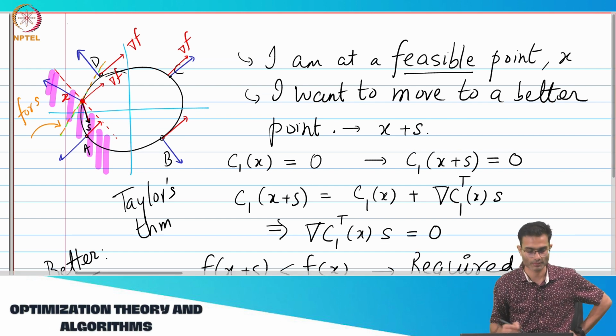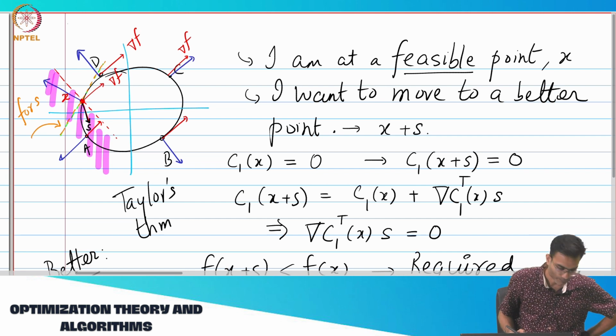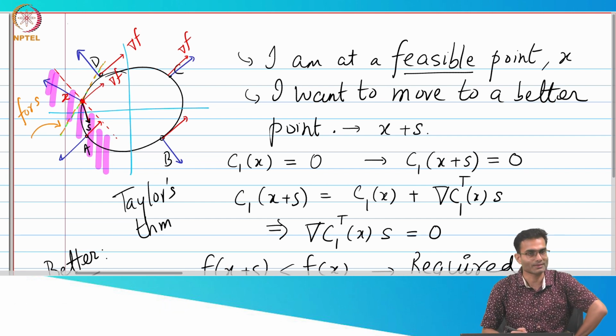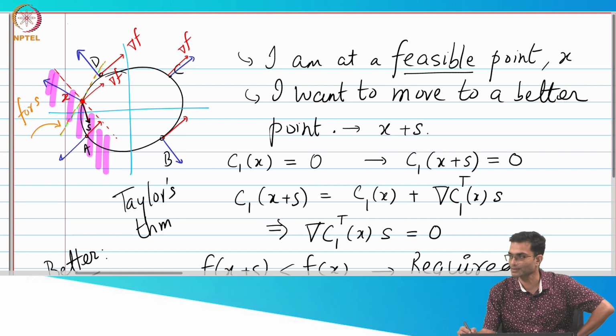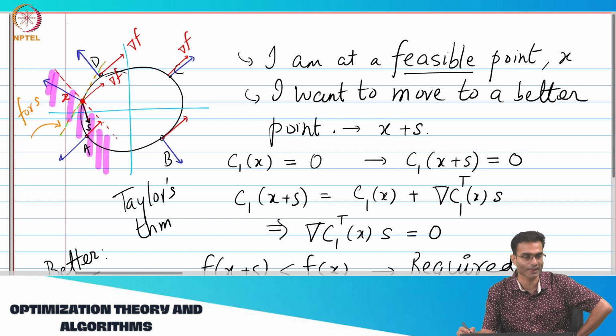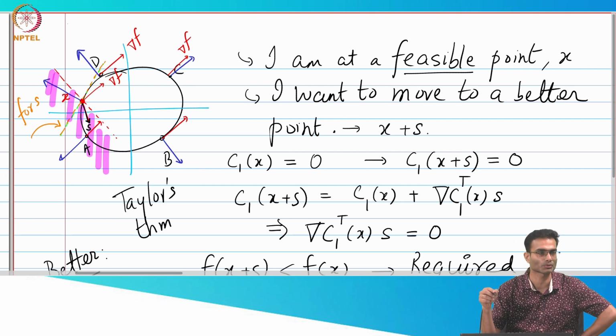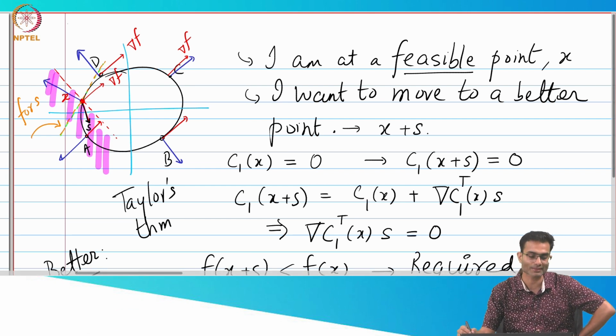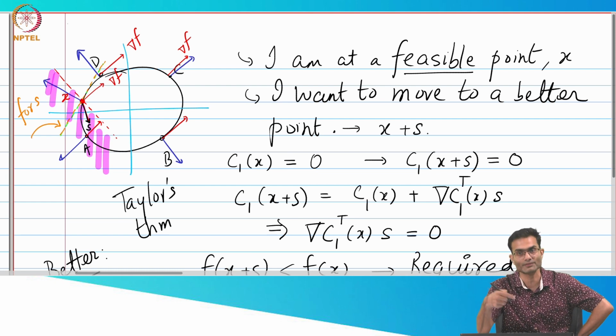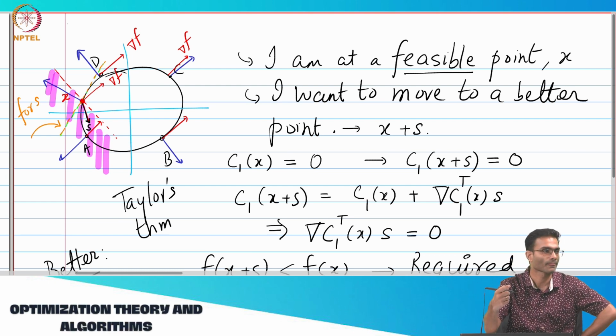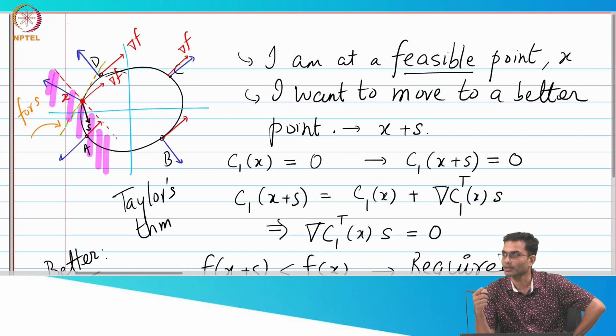Let's call this S. Does this S satisfy this condition of decrease of the function? It does, because any S that I take in this pink shaded region will satisfy grad f transpose S less than 0. So this is a suitable candidate, right? But does this S which I have drawn satisfy the feasibility condition? Yes or no? No, because grad C transpose S is not 0.